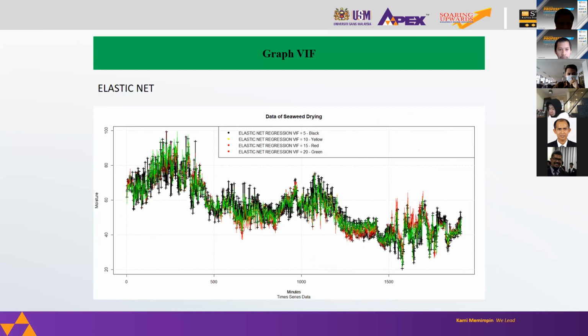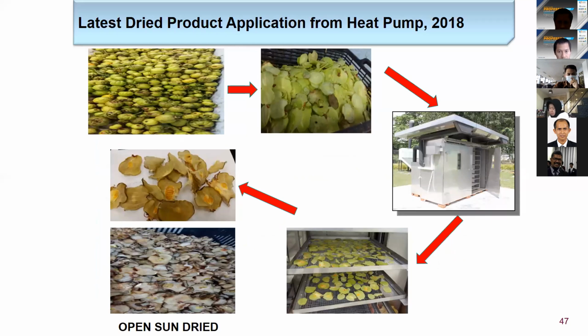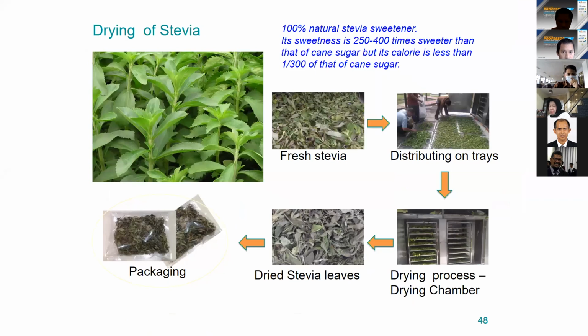So this is another type of machine learning called lasting net. And last but not least, this is another type of heat pump that we just did for Singapore. We do it for Singapore, same, using artificial intelligence. So this is to try what we call asam cupping. Okay, asam cupping. So we are doing this, and also we do it for stevia.